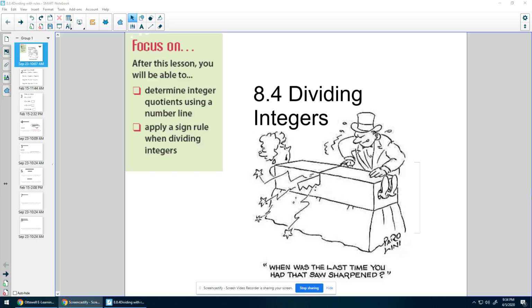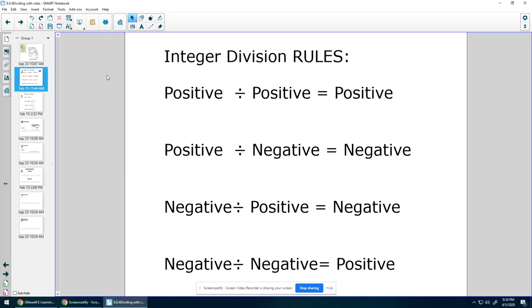Today we are going to start 8.4 dividing integers from our textbook. After this lesson, you will be able to determine integer quotients using a number line and apply a sign rule when dividing integers. So we'll get right into it.